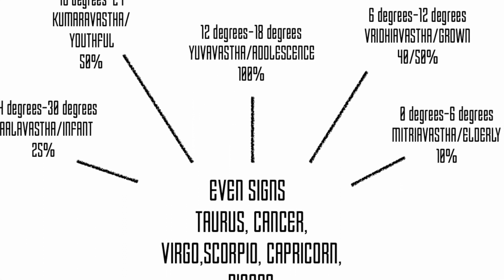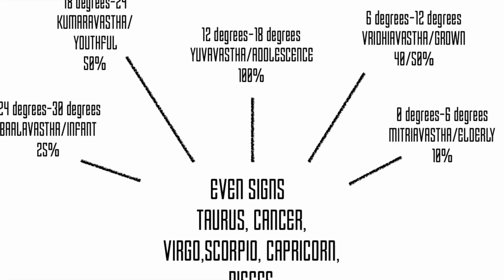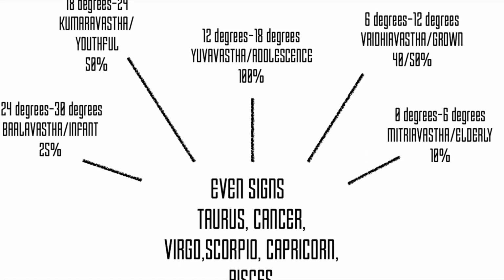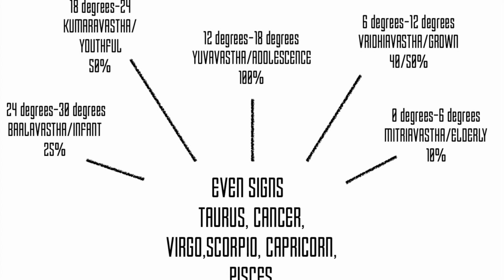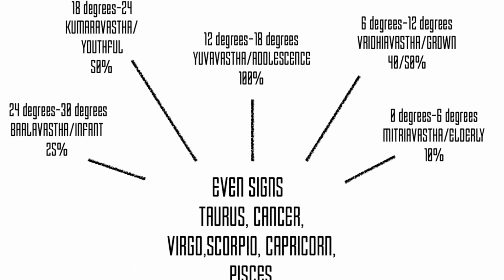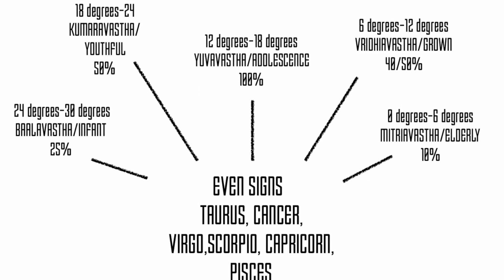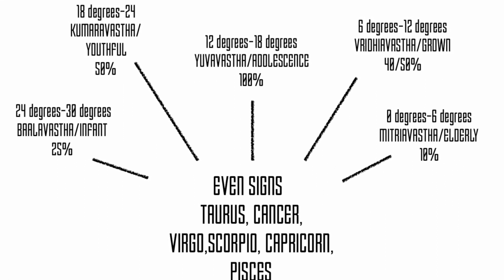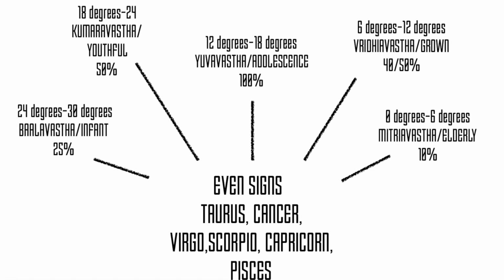The Yuv Avastha, the adolescent state, would be the same for both odd and even signs, which is from 12 degrees to 18 degrees. The Vidri Avastha, or the grown state, is seen from 6 degrees to 12 degrees, and the elderly state is from 0 degrees to 6 degrees for all the even signs.